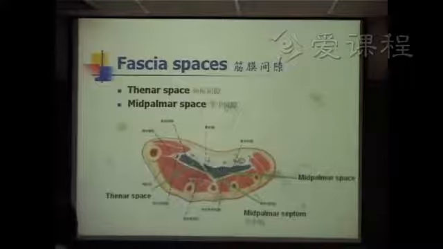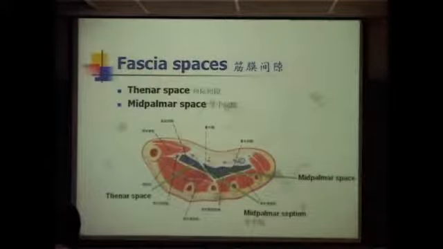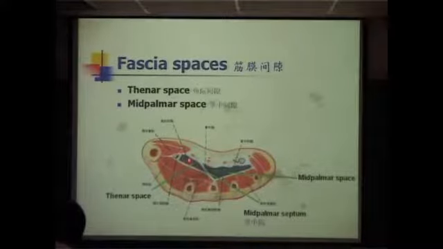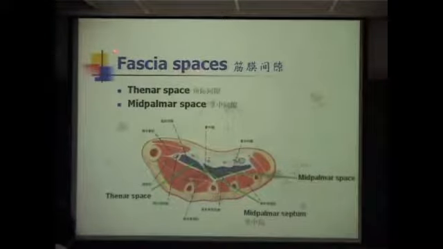Now, another important structure within the hand is called fascial space. Between the tendons and the deep muscles, there is a space. This space is not a real space. It is occupied by some loose connective tissues. This space is called fascial spaces. This space is separated by a septum.